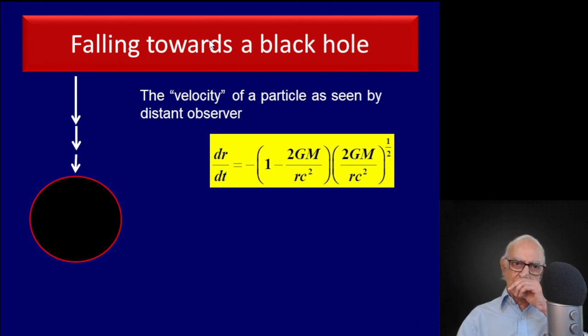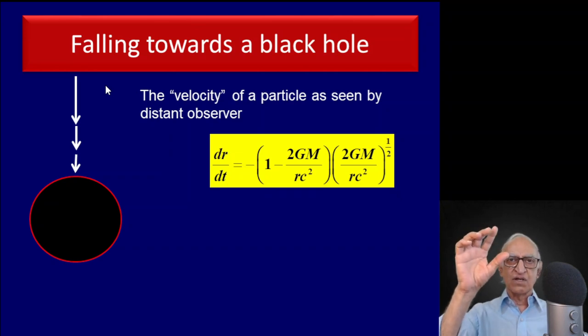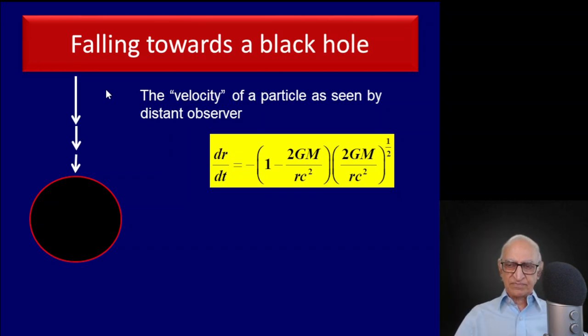Now, let us do the following experiment. A faraway observer drops a stone towards the black hole. What will he see as the velocity of the stone, dr/dt? It's a very simple calculation to do because you now have Schwarzschild's metric. So you can use the equations of Einstein and Schwarzschild's metric and calculate dr/dt. It's a fairly straightforward and almost elementary calculation. And if you do that, this is what you'll get.